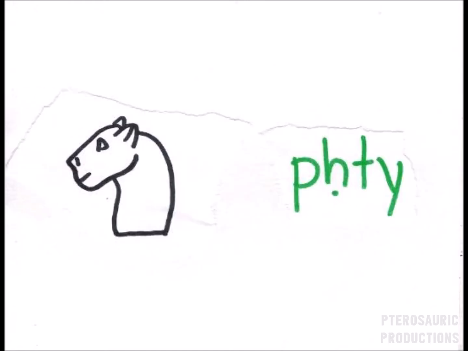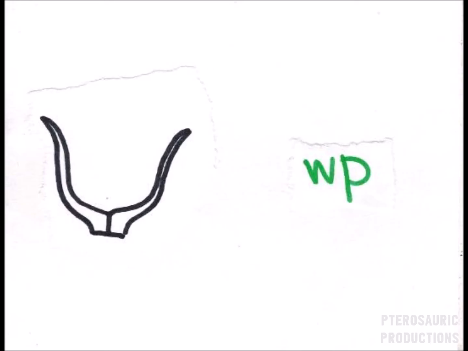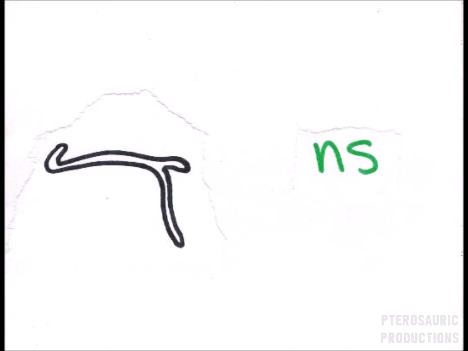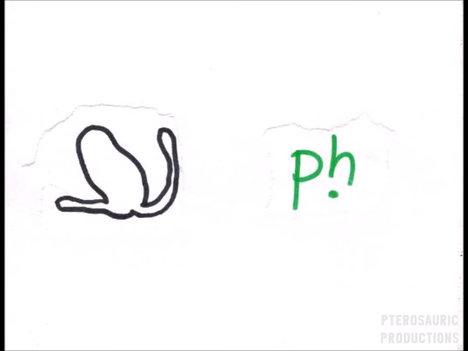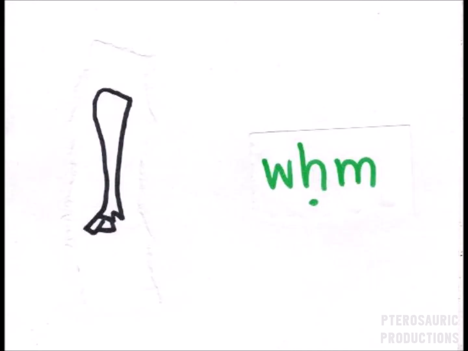And we have a leopard head, and it is spelled PH with a dot TY. And next we have horns, which is spelled WP. This symbol here is a tongue, and it is spelled NS. This little thing is the hindquarters of a lion, very specific, and it is spelled PH with a dot. And next we have the leg of an ox, spelled WH with a dot M.